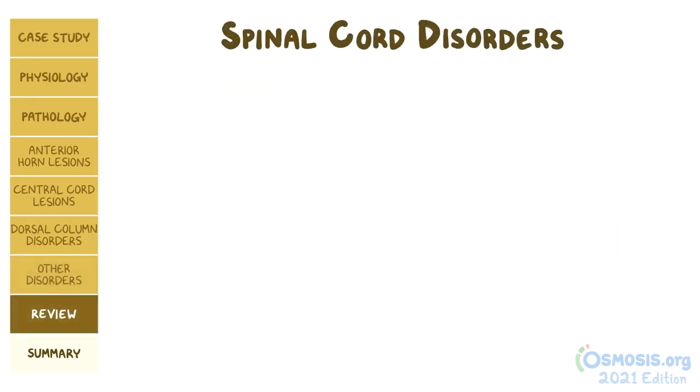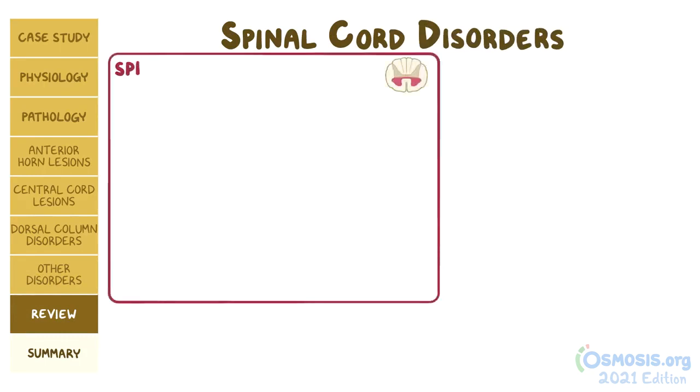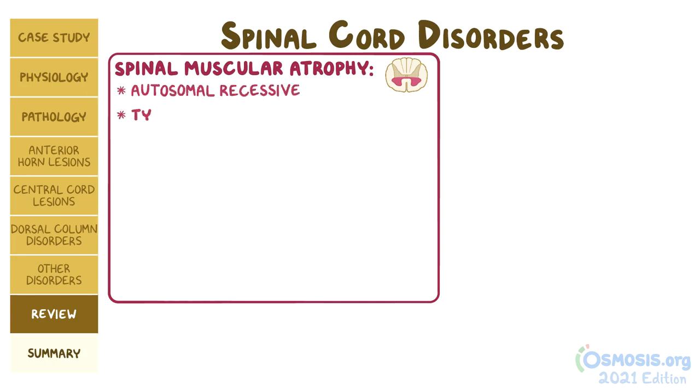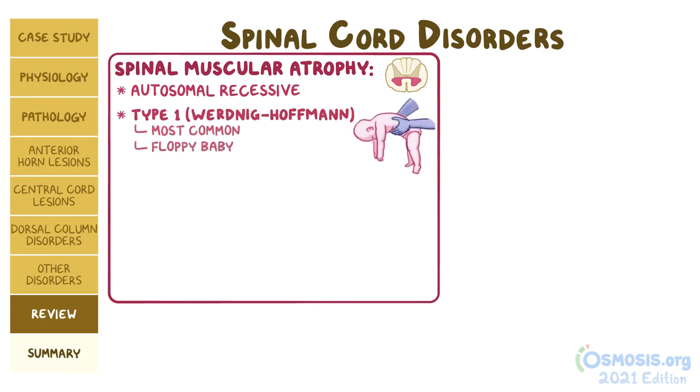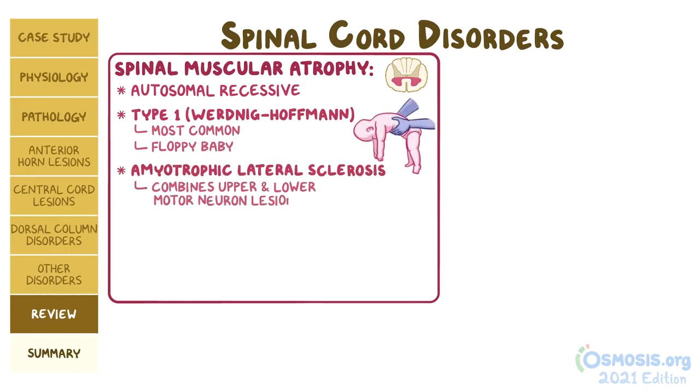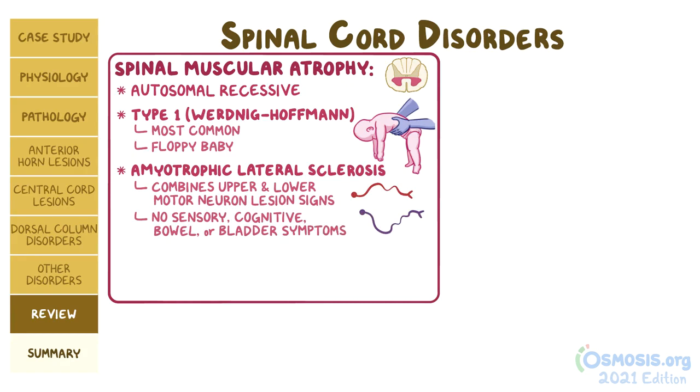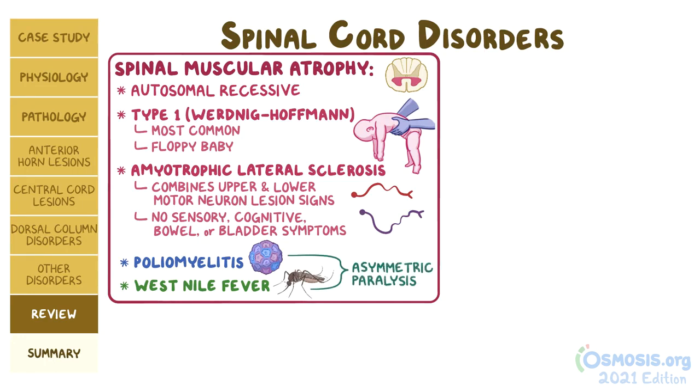Alright, as a quick recap, the first group of spinal cord disorders causes anterior horn lesions and includes spinal muscular atrophy, which is an autosomal recessive group of hereditary disorders, with type 1 or Werdnig-Hoffmann disease being the most common and manifesting as a floppy baby, and amyotrophic lateral sclerosis, which combines upper and lower motor neuron lesions with no sensory, cognitive, bowel, or bladder symptoms. There are also infections which include poliomyelitis, caused by the poliovirus, and rarely West Nile fever, which is transmitted by mosquitoes. Both infections cause asymmetric paralysis.